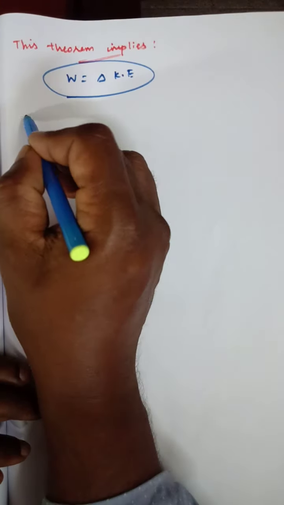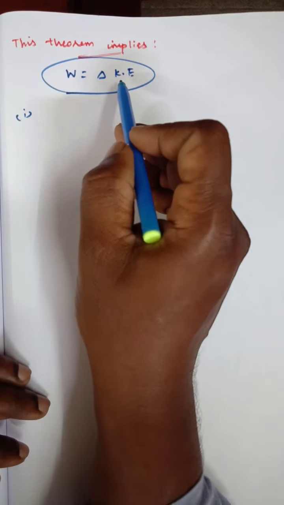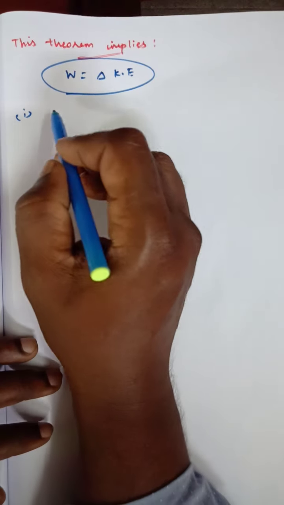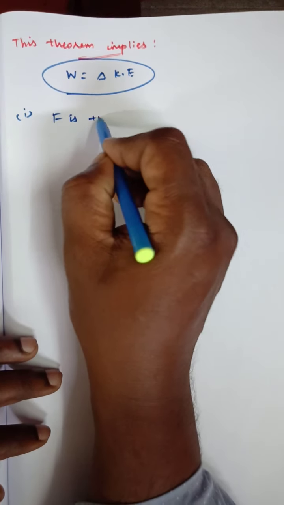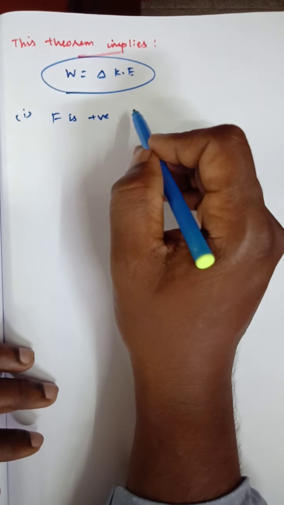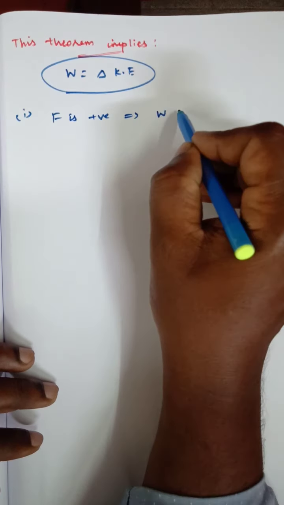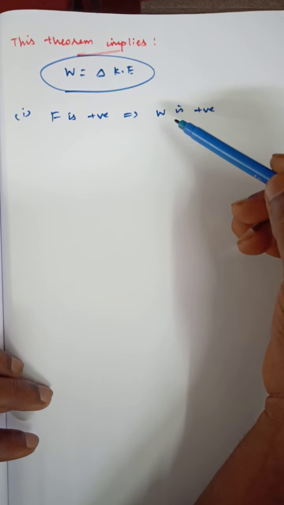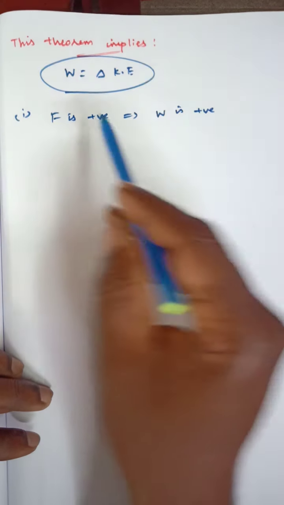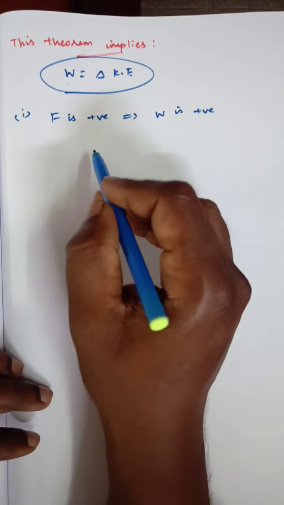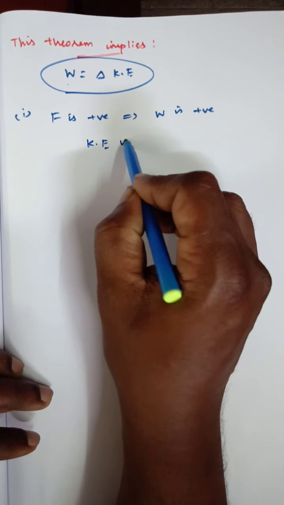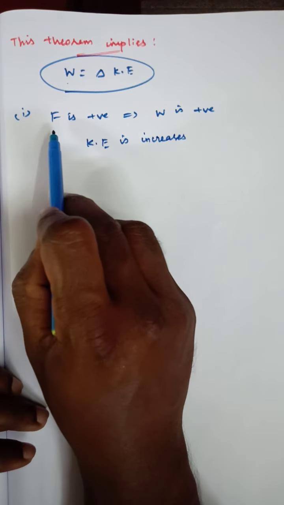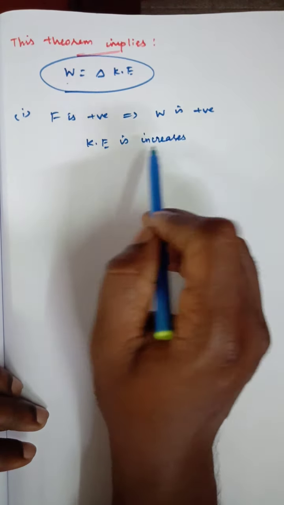Work done. So the first implication is that the value of kinetic energy is based upon the value of work done, that is based upon the value of force. If F is positive, this value is always positive, so W is also positive. If W is positive, then kinetic energy is also positive, so the kinetic energy increases.